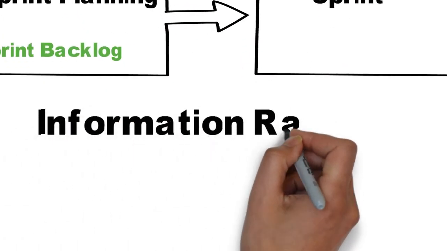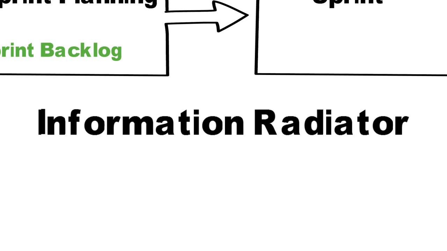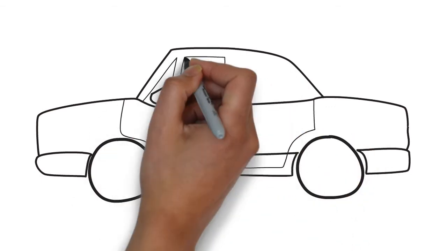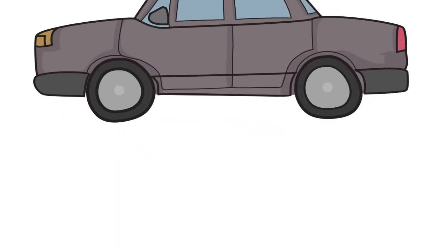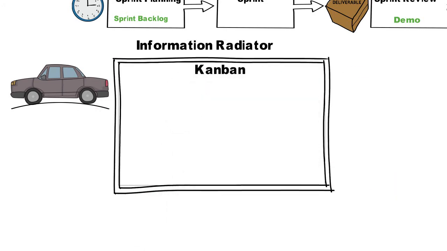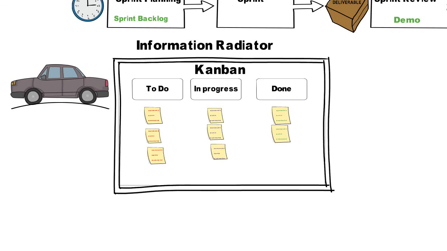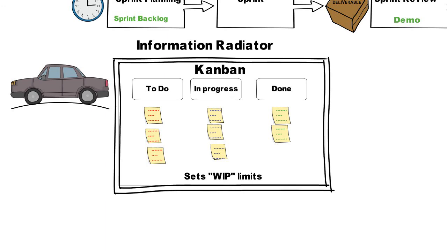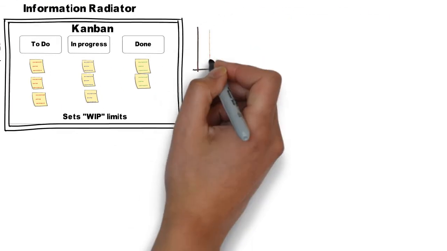Information radiators in Scrum are visual project status details at any point of time for the team, stakeholders, or any passerby. One of the common information radiators was developed by the Japanese automobile manufacturer Toyota. Kanban is a Japanese term for signal board. A Kanban board showcases the status of each user story within the sprint and helps gauge the cycle time and the throughput of the team. This sets the work in progress limits and displays the status of the entire production system in one single view.